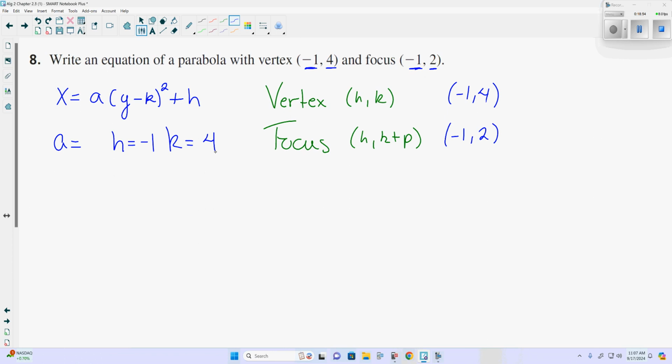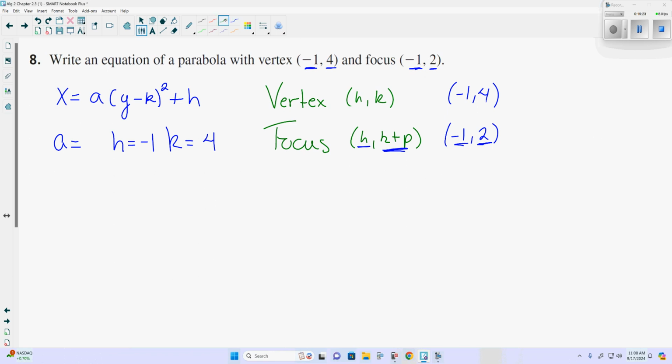Those are set. And if we look at the focus, h comma k plus p, is the focus still confirming, especially with the first part, h by itself, that h is still -1? Yeah. K plus p, since we're adding p's value to our k, is causing it to change from 4 to 2.